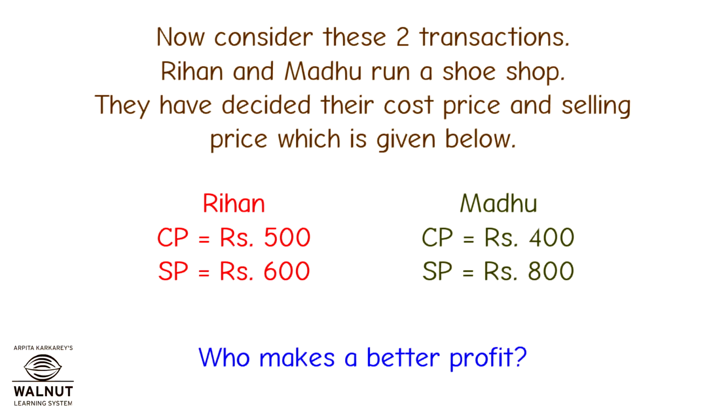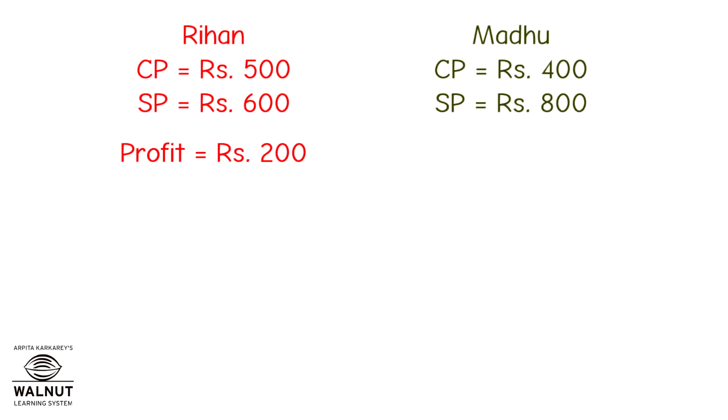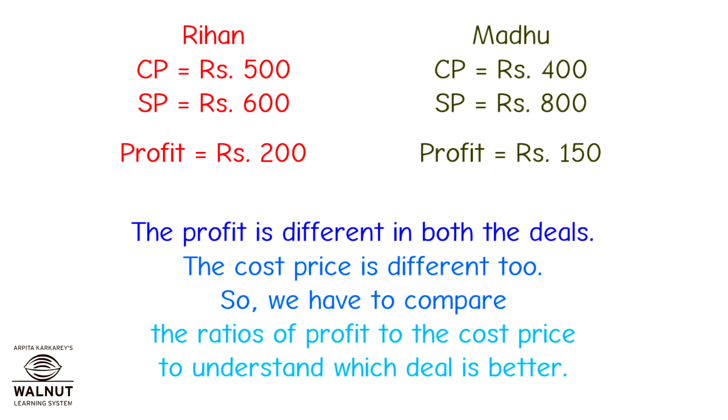Who makes a better profit? Let's find the profit first. Rihan's profit is equal to rupees 200. Madhu's profit is equal to rupees 150. We can see that the profit is different in both the deals. The cost price is different too. So, we have to compare the ratios of profit to the cost price to understand which deal is better.